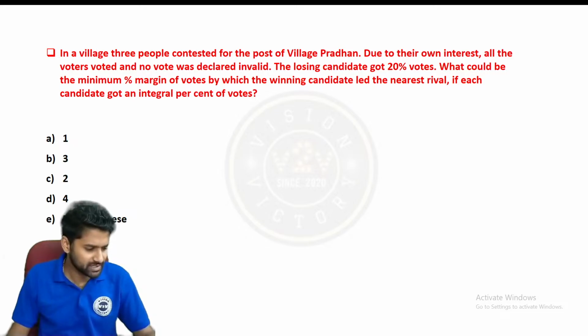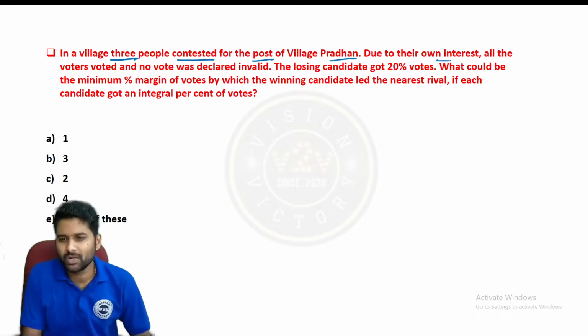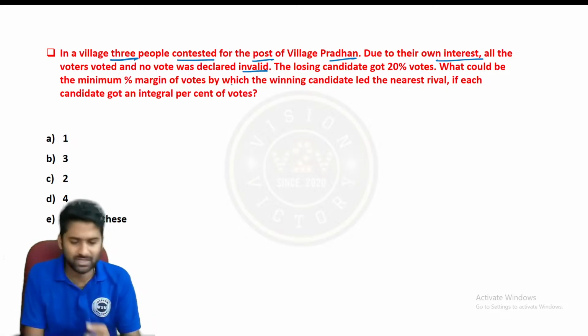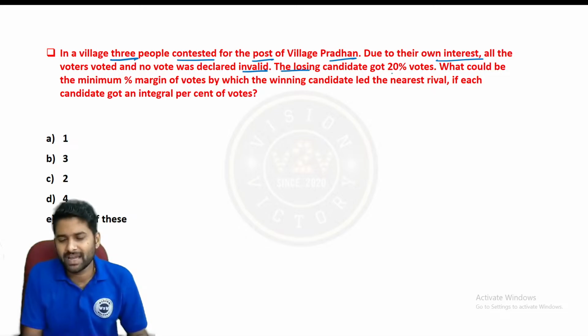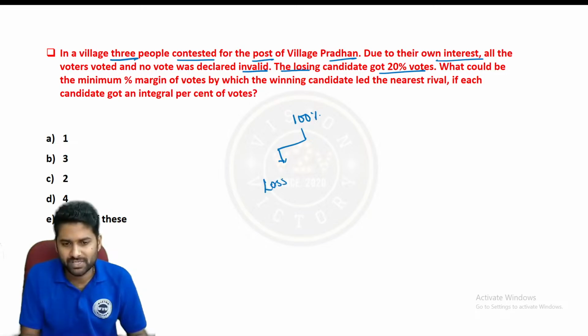So just go through this question, guys, from the percentage concept. Now see, in a village, 3 people contested for the post of village Pradhan. Due to their own interest, all voters voted and no vote was declared invalid. So every vote they have to consider in the counting. Now the losing candidate got 20%. Guys, let us assume 100% of voters are there. So everyone cast their vote. They clearly mention that the losing candidate got only 20% of votes.